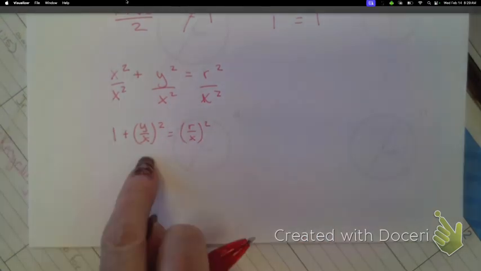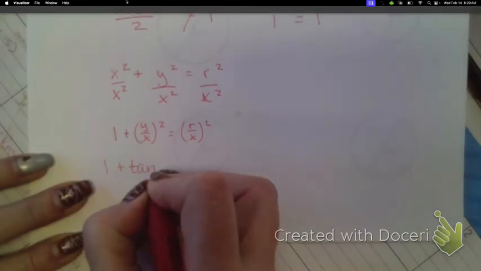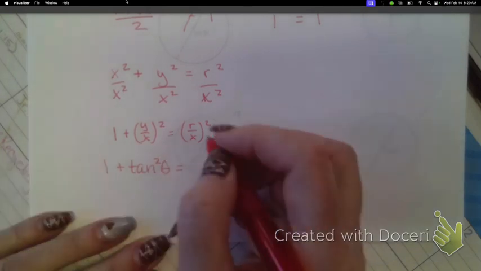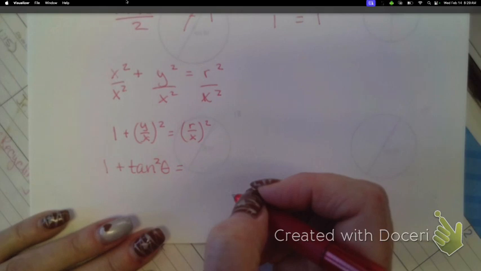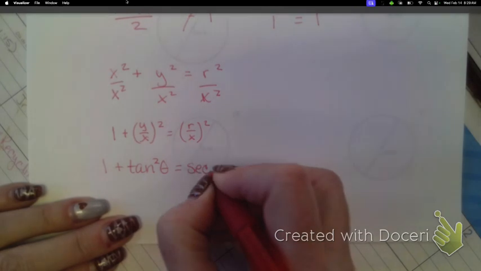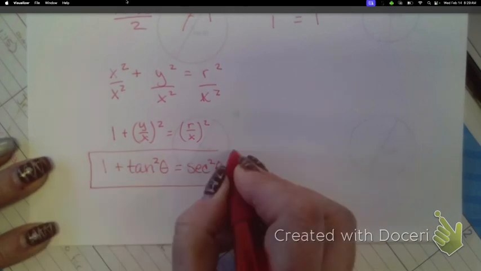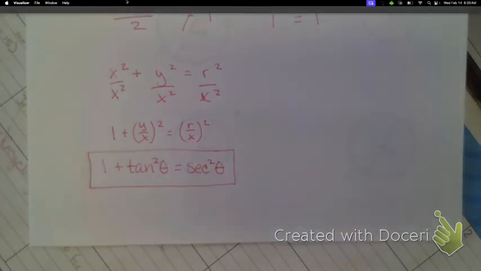Well, what's y over x? So I have 1 plus tangent squared of theta. And what's r over x? Secant. Yes. So secant squared. Good job. So my next Pythagorean identity is 1 plus tangent squared equals secant squared. You guys are deriving identities right now. You're manipulating a formula to make an identity.